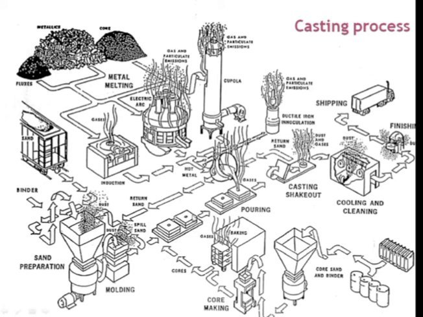You can see your whole process is divided into parts. First is the metal melting process, then the mold making process, core making process, and finally your product processing part, here this part. So the whole process is divided mainly into four parts: melting, mold making, core making, or we can combine these two parts, core and mold making, and then the casting product.